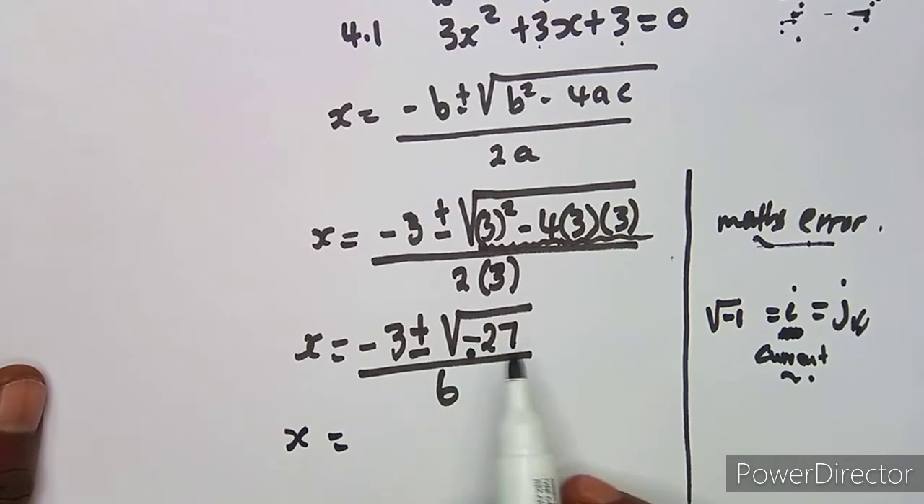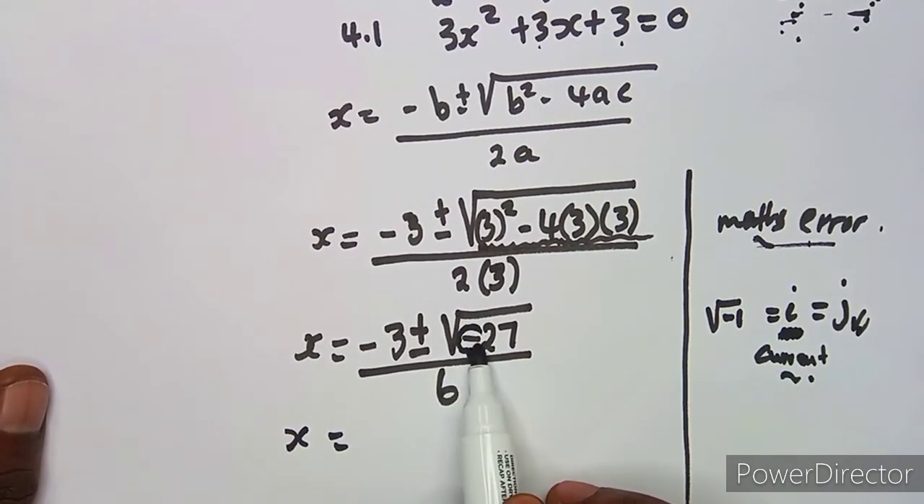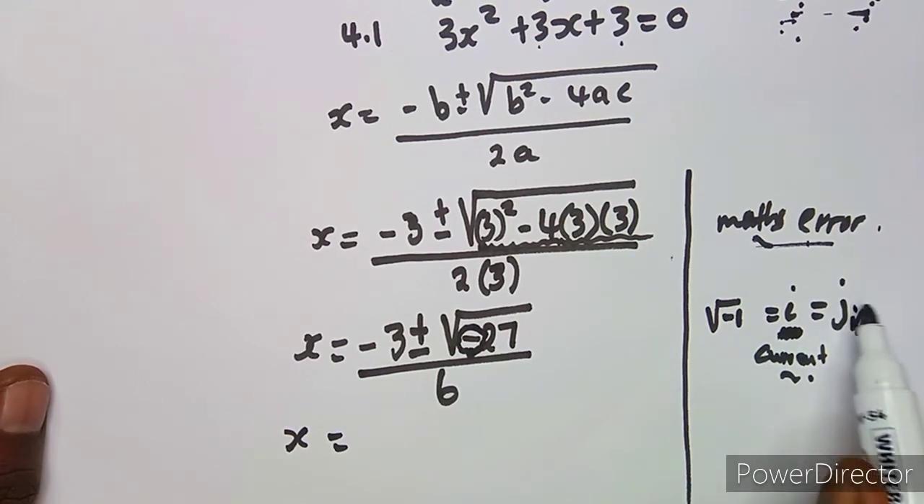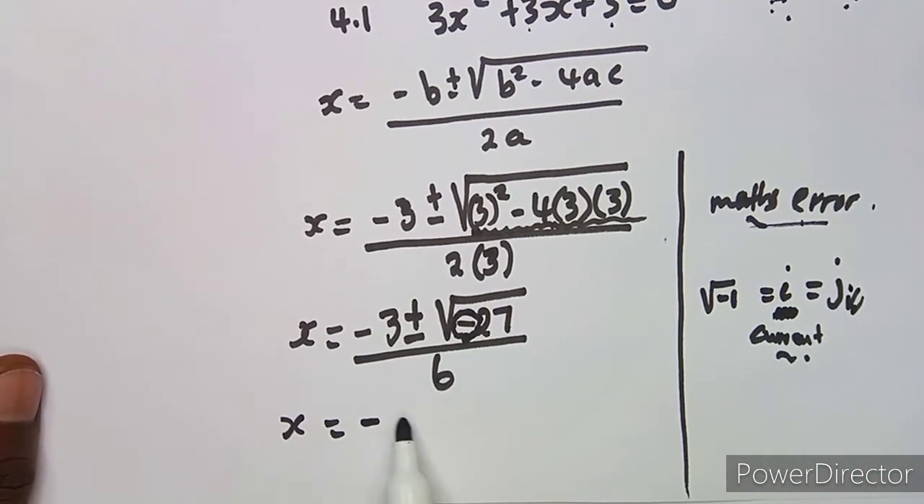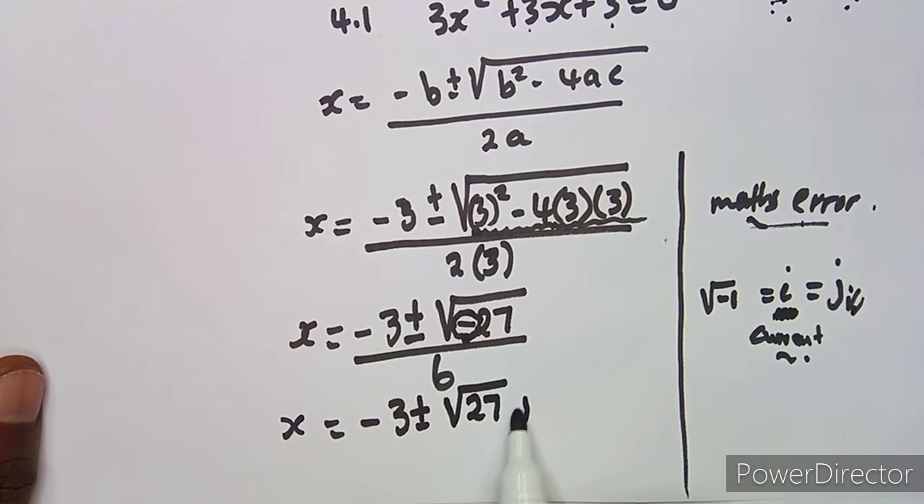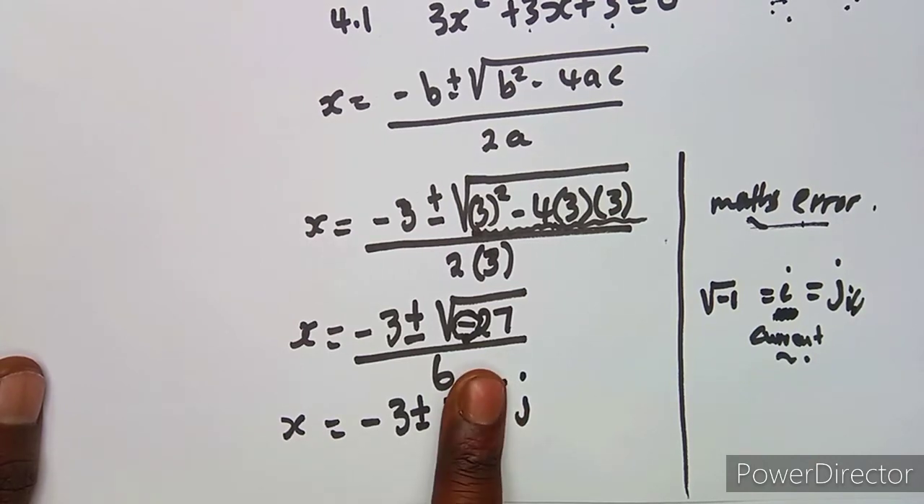All right, so which means wherever I see this negative under the square root, I'm going to replace it with a J. So I can write this as -3 plus or minus the square root of 27 with a J aside. And this J is not inside the square root, it's outside of the square root, like this.